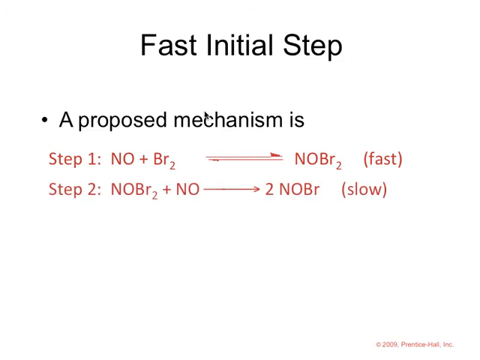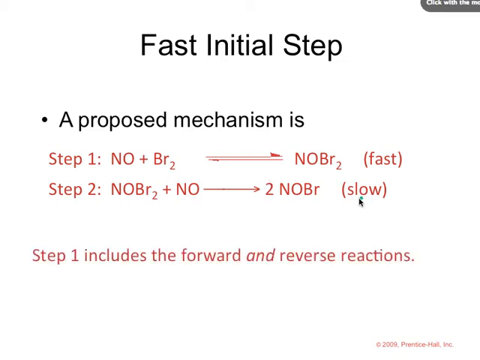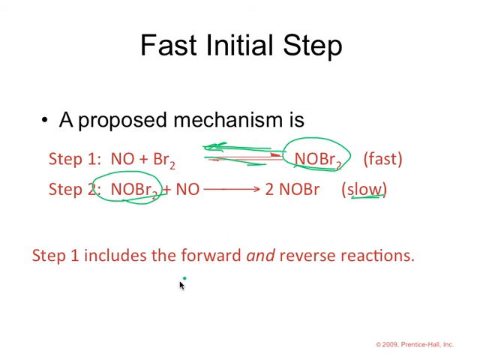If you notice, that slow step now is the second step. What happens then is this intermediate gets backed up and it actually starts going the other way. So this fast step actually sets up what's known as an equilibrium, with reactants forming the products and the product going back and forming the reactants for that first step. So that includes forward and reverse reactions.